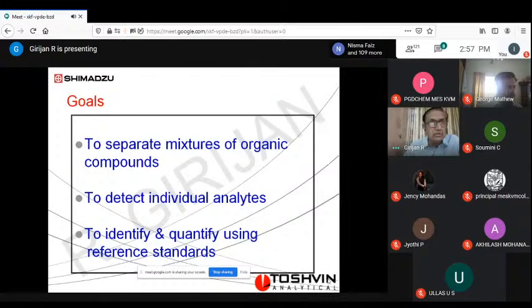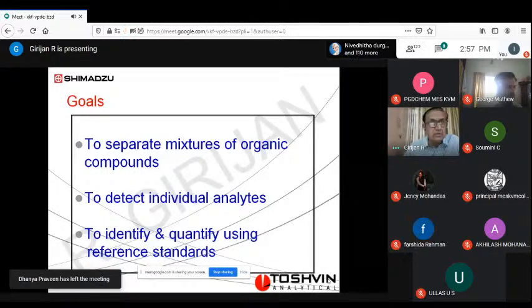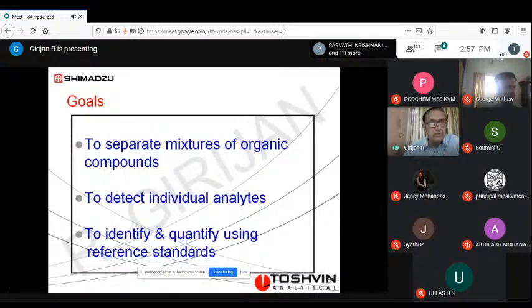Other than that, the other inorganic compounds are out of bounds for GC because they are totally non-volatile samples. At the same time, most organic compounds are volatile under GC conditions. Even here, I have to make a point.